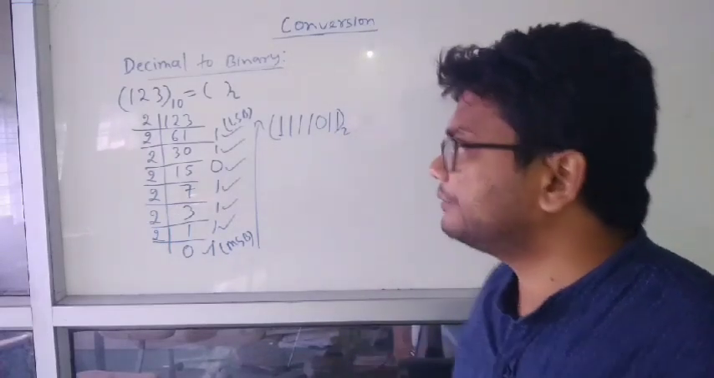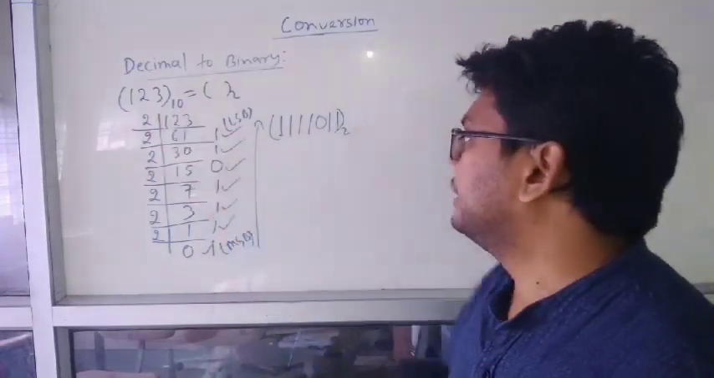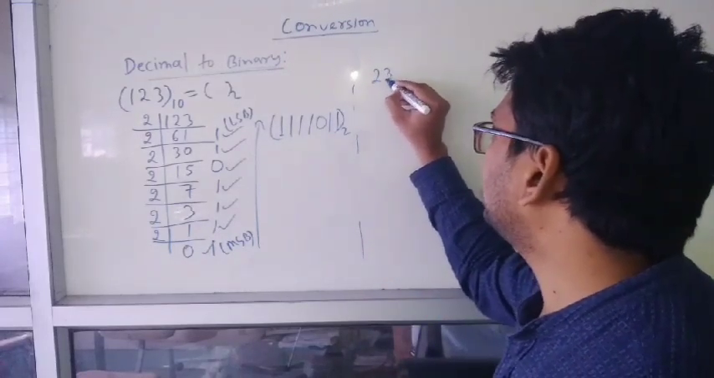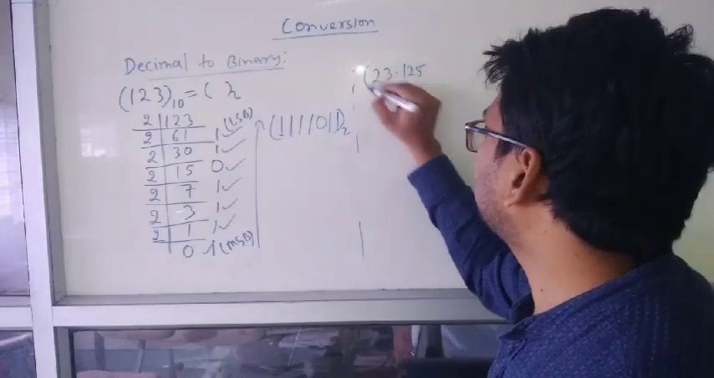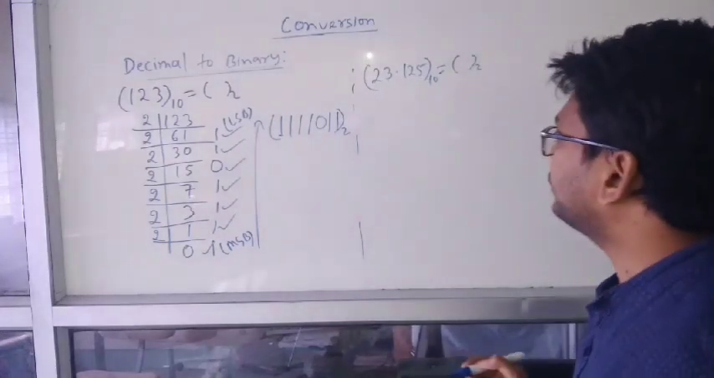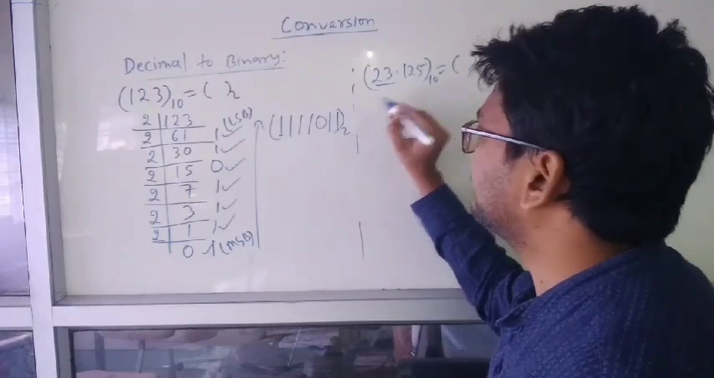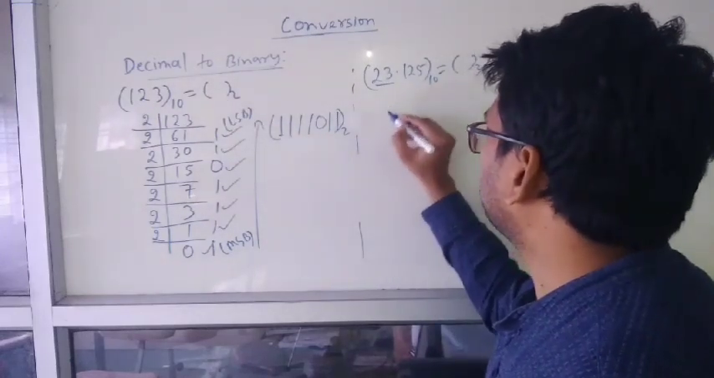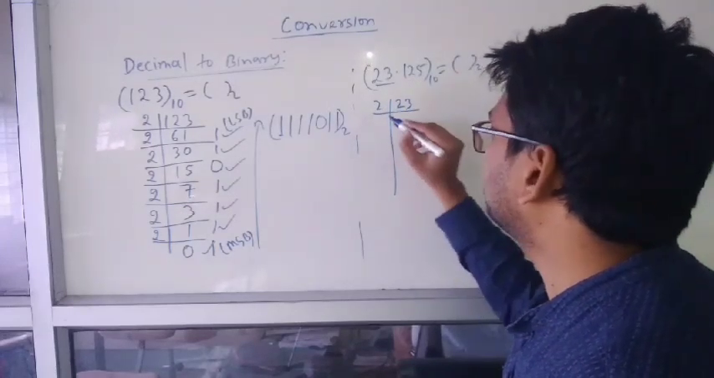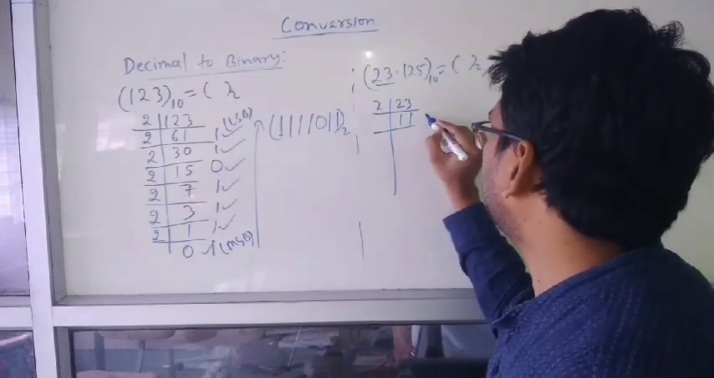In the next part, if we have a fraction value also, this is the integer part, and the fraction part is also there, like the number 23.125. Suppose this is the decimal number and we want to convert it into binary data. What do we have to do? First, for the integer value we follow the same method. We divide 23 by the successive base, 2. So 23 divided by 2 is 11, and the remainder comes 1.